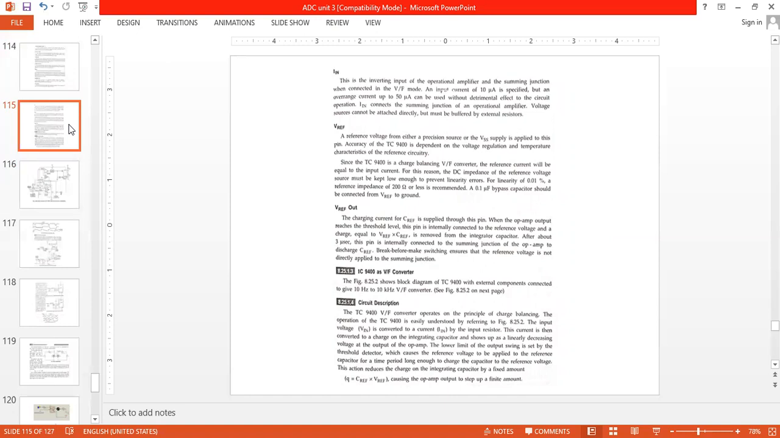The lower limit of the output swing is set by the threshold detector, which causes the reference voltage to be applied to the reference capacitor for a time period long enough to charge the capacitor to the reference voltage. This action reduces the charge on the integrating capacitor by a fixed amount, where Q is equal to C reference times V reference, causing the op-amp output to step up a finite amount.